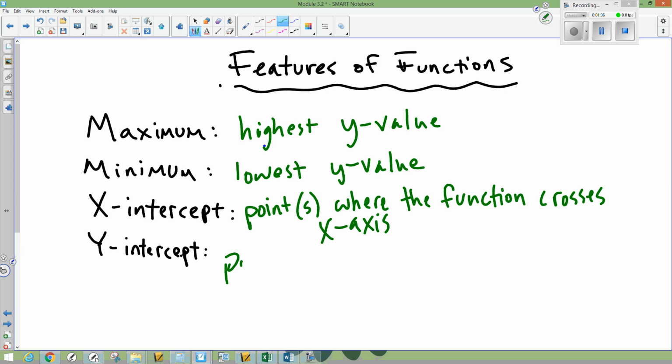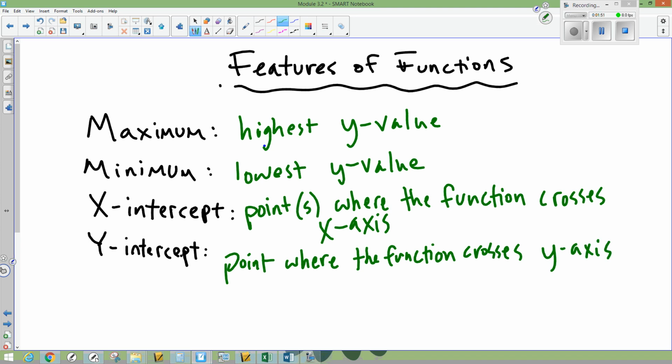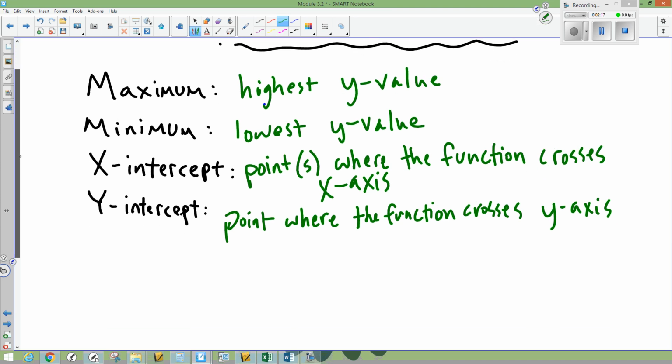So the y-intercept is the point where the function crosses the y-axis. Okay, the point where the function crosses the y-axis. So vertical up and down axis. Now, there are a couple other features of functions which we'll talk about, but I think it's easier to talk about it once we see a picture of what a function could look like and then go from there.